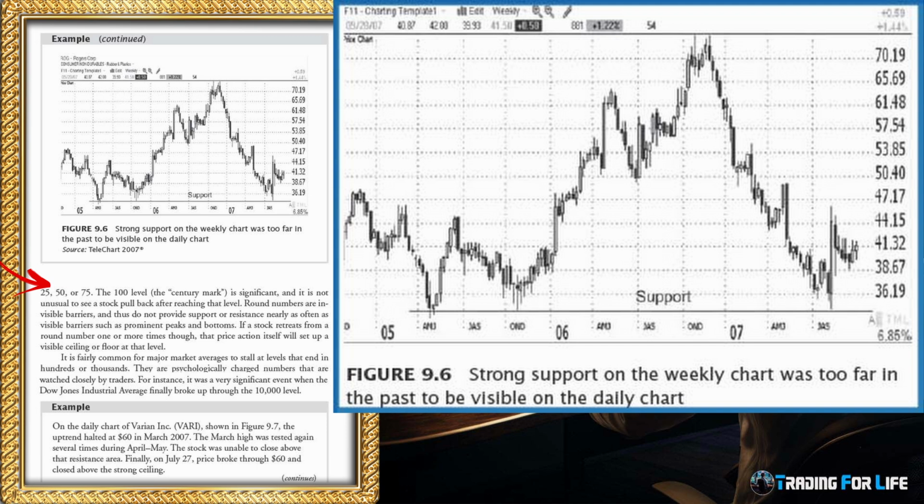The 100 level, the century mark, is significant, and it is not unusual to see a stock pull back after reaching that level. Round numbers are invisible barriers, and thus do not provide support or resistance nearly as often as visible barriers such as prominent peaks and bottoms. If a stock retreats from a round number one or more times, though, that price action itself will set up a visible ceiling or floor at that level.